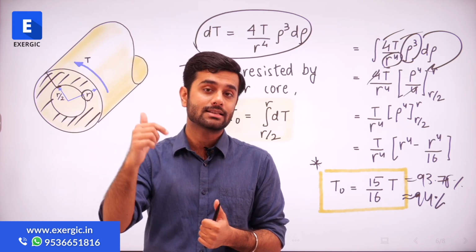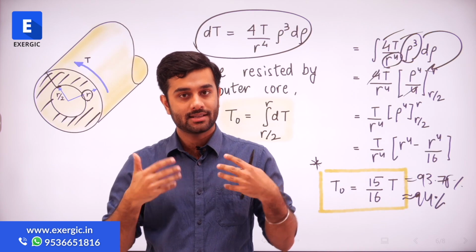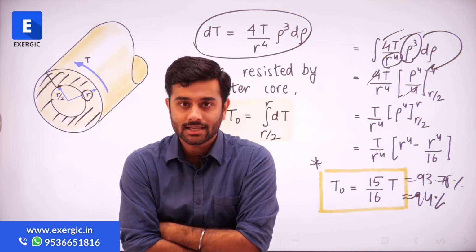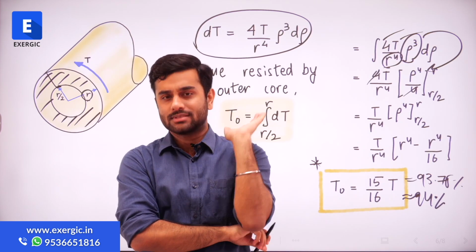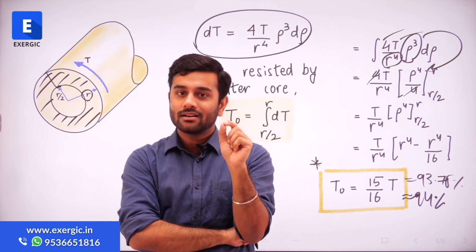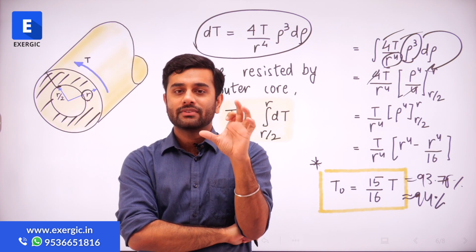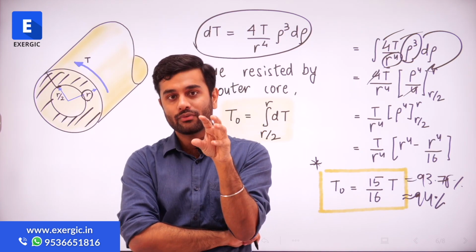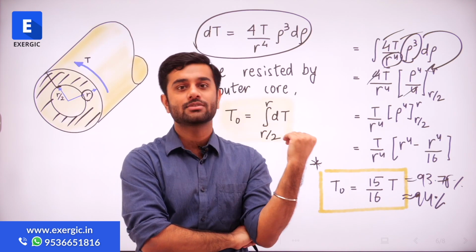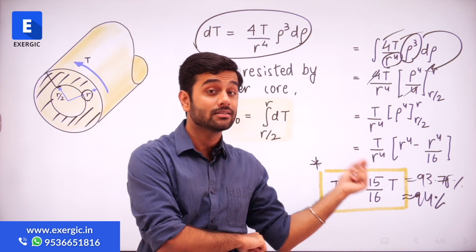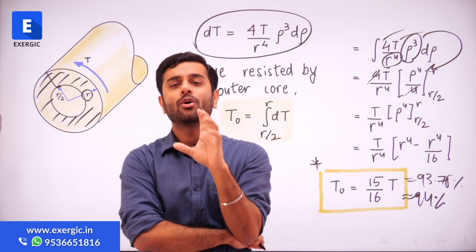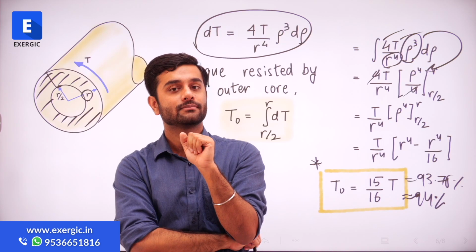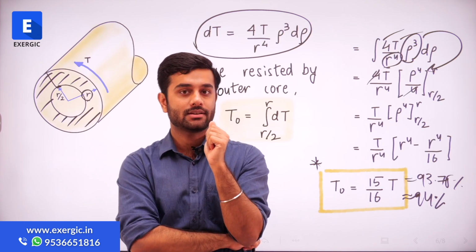Definitely it can be asked as a direct question. The question expects that you do all this analysis at your end. A question can ask you how much percentage of torque the shaft will be able to resist if the inner core of R/2 is removed. You have to do the same analysis. Better learn this value, 93.75, almost 94% of the torque. Getting it?